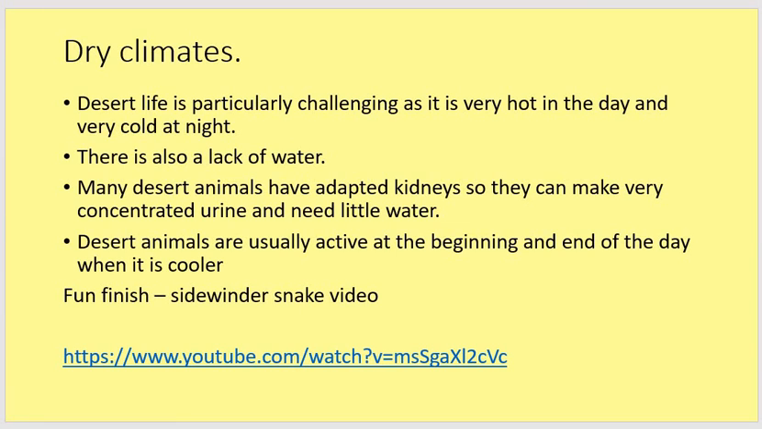And there's a weird and wonderful desert animal shown in the video below. This is a sidewinder snake. It's from a BBC programme called Deadly Sixties. Some of you might have seen it before. This link, again, is embedded on Teams.